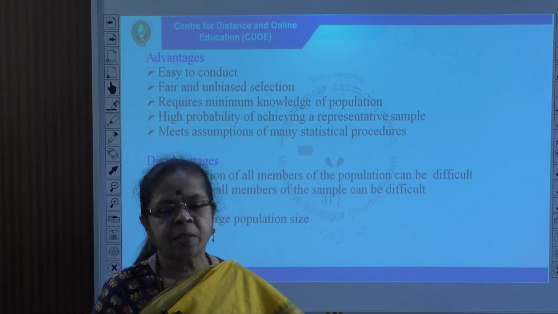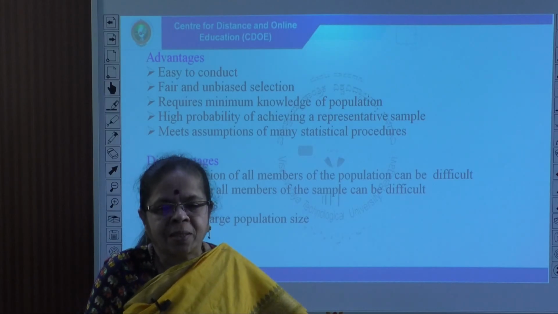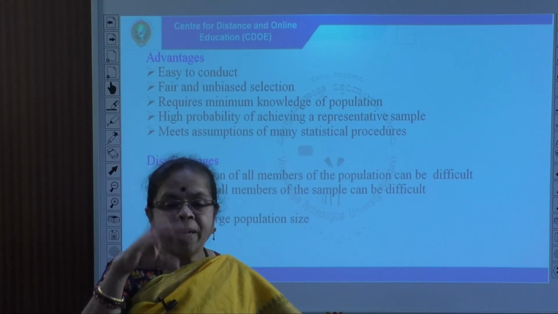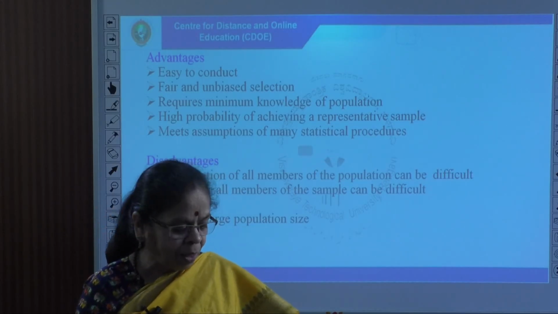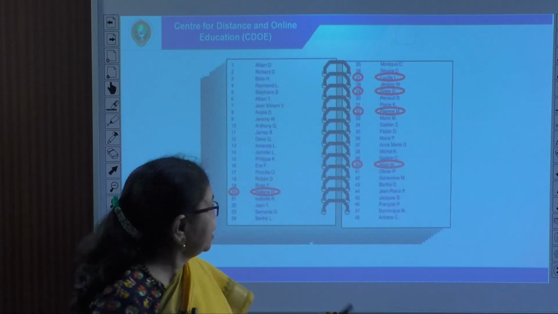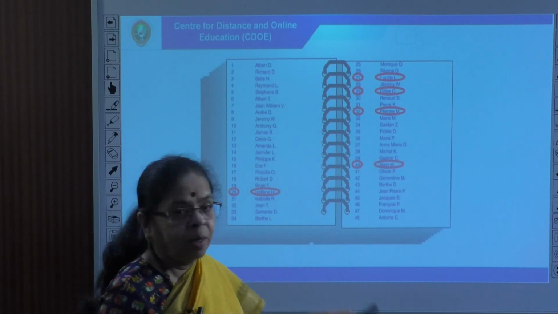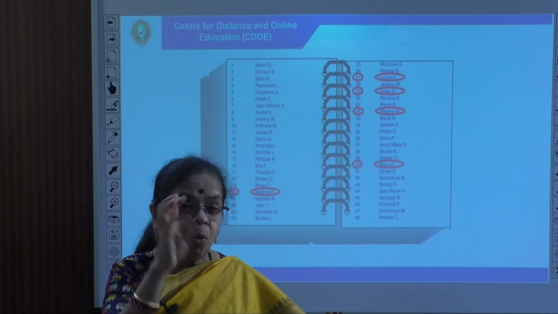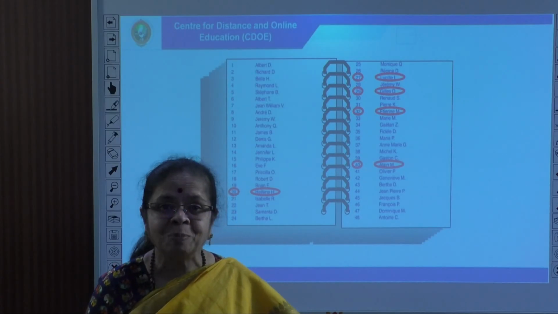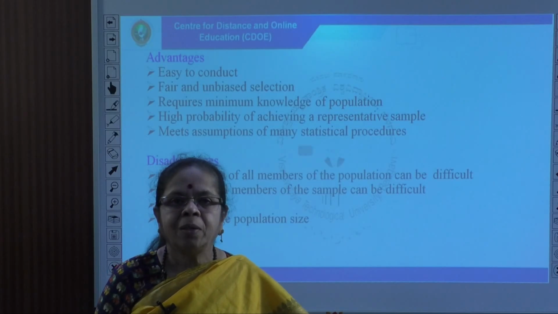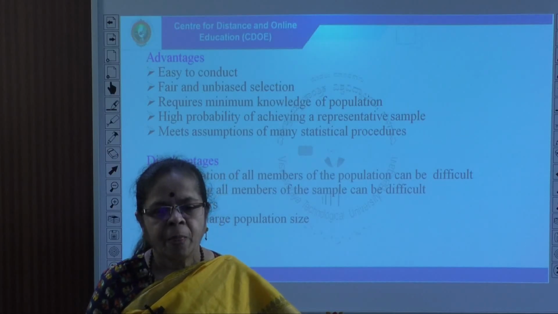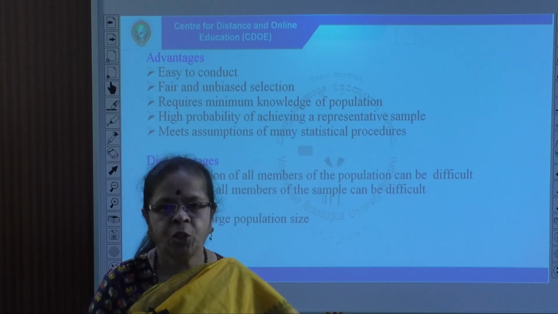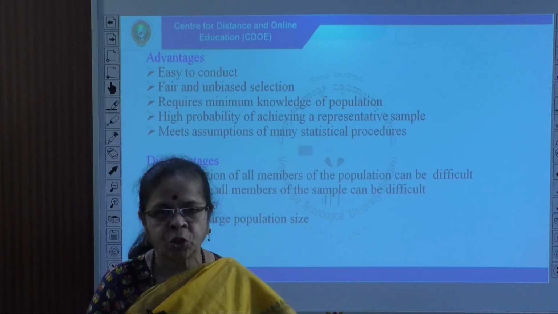The disadvantages: identification of all the members in the population can be difficult, and contacting all the members of the sample can be difficult. I do this and then these 3 people may be on sabbatical, not available, so I may not be able to contact them, or they may not want to respond to my questionnaire. There are chances of errors, and it requires a large population size. The population size has to be really large.